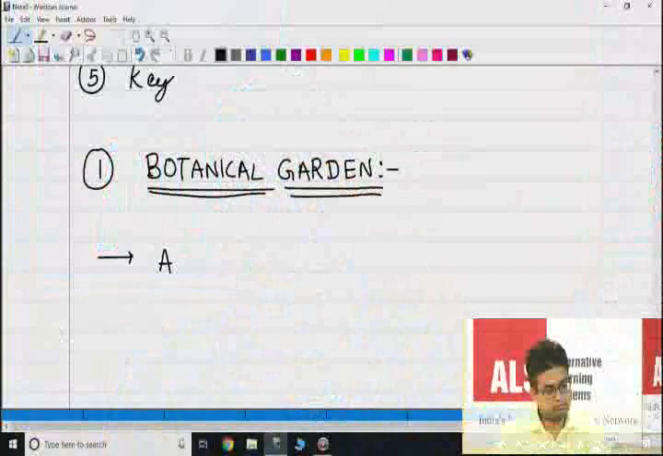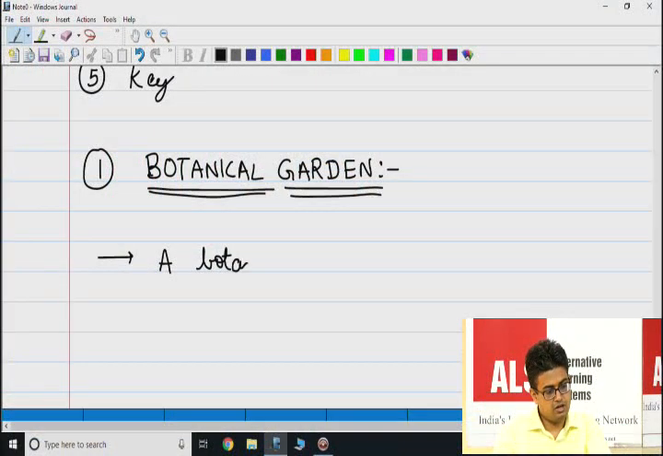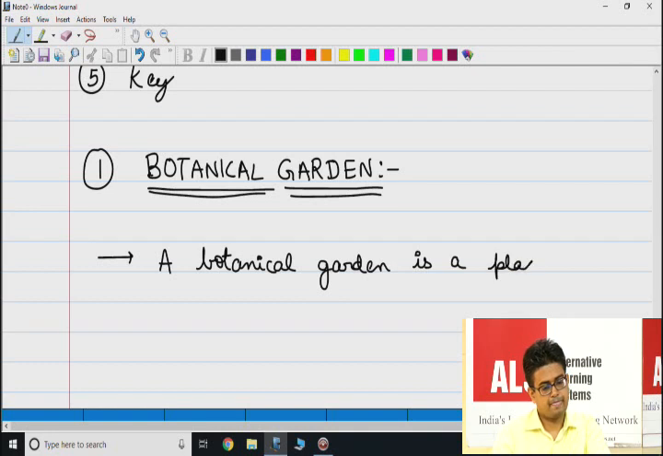A botanical garden is a place for ex situ conservation of plants.